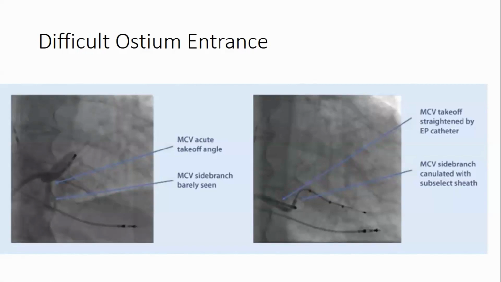And so in this case, again, the lifesaver is the subselect tool, and that can help you cannulate selectively the branch and also do a venogram selectively. And I have a video of that, which we recently used this technique.